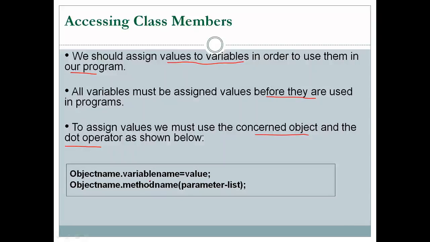Now, how can we access the variables and methods defined in the class? For that, we have to use first the object name, then the dot operator, then the variable name which you are accessing, then equals to the value which you want to assign to the variable. Same way, even a method can be accessed: object name dot the method name. Again, if that method is taking any parameters, you need to pass the parameters. Now let's see the same thing with the example which we have written.